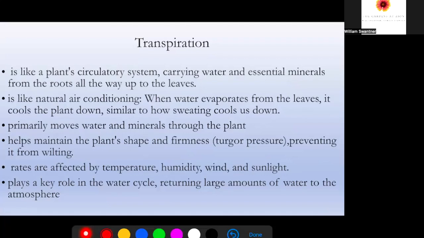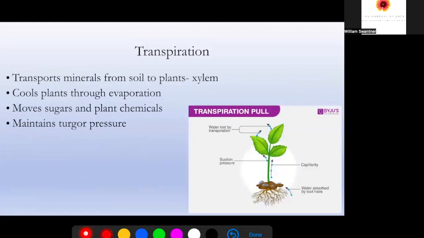All right, the transpiration rates are affected by temperature, humidity, wind, sunlight, just like we are. And transpiration plays a role in the water cycle, returning large amounts of water into the atmosphere. So, it transports minerals from the soil to the plants, to the xylem. It cools plants through evaporation. It moves sugar and plant chemicals and maintains turgor pressure. And there you have a diagram of it.